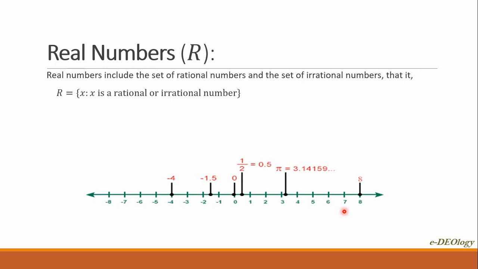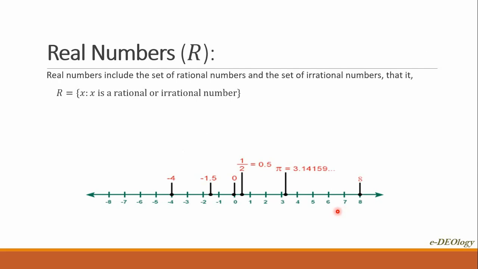The last group is what we call real numbers, denoted by R. All the numbers that we studied, when we combine the rational and irrational numbers, are inside the real numbers. So the last group, real numbers, includes the set of rational numbers and also the set of irrational numbers.